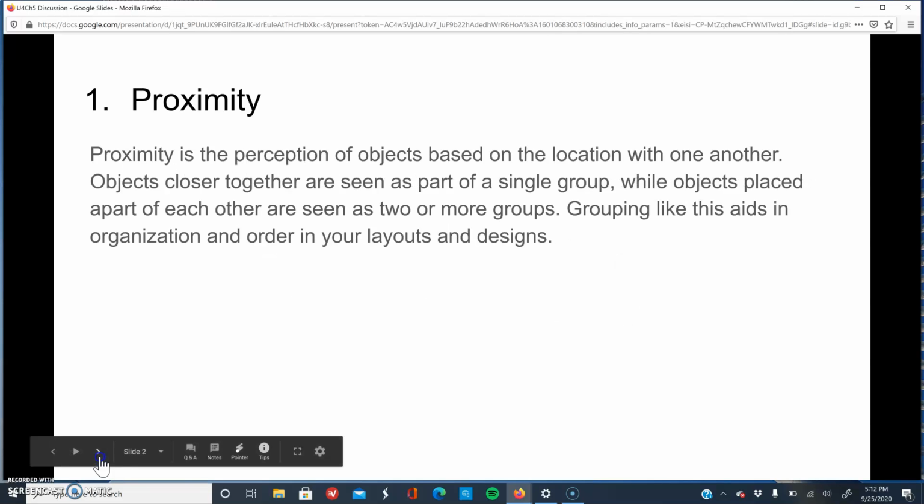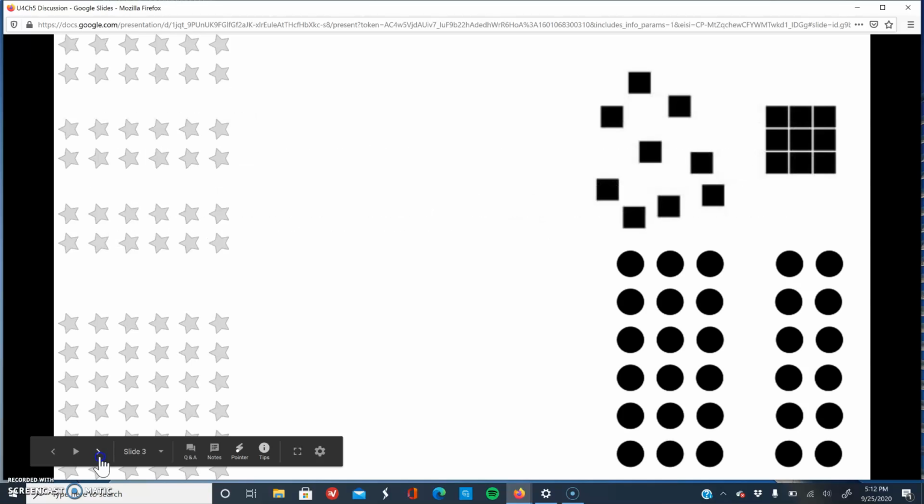So the first one we'll be going over is proximity. This is the perception of objects based on their location with one another. If they're closer together, they're seen as a single group, while if they're spaced apart, they're going to be seen as one or more different groups. Using this aids in your organization with your layouts and your designs.